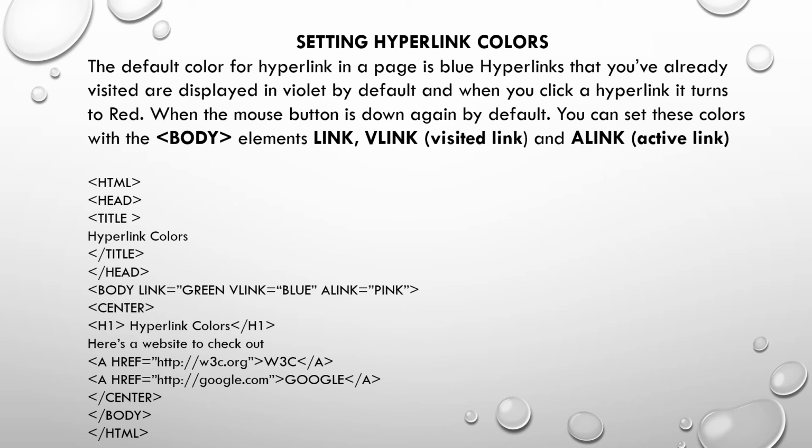See, I have written three attributes under the body tag. The first one is link equals green. The default one is blue. Now I am changing it to green. And vlink equals blue. The default one is violet and now I am changing it to blue. And the third one, alink, active link, equals pink. The default color for active link is red. Now I am going to change it to pink.